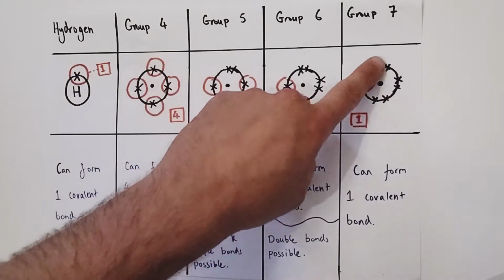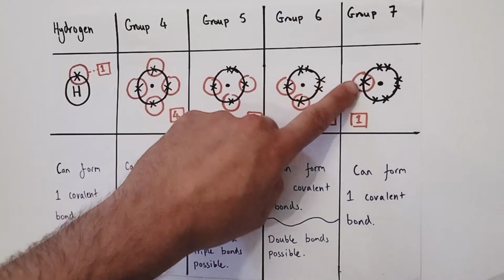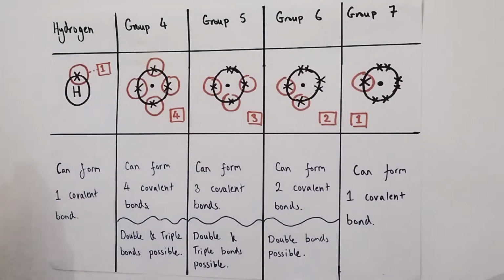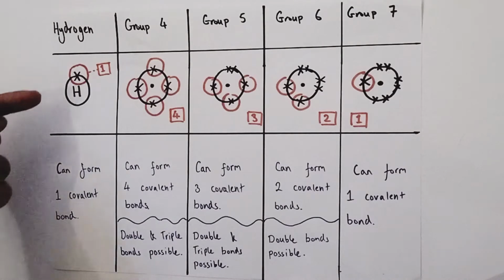Group 7 elements like chlorine, fluorine, bromine, they have 7 electrons in their outer shell. 1, 2, 3, 4, 5, 6, 7. That means there's only one unpaired electron available to form covalent bonds. So group 7 elements can only form a maximum number of covalent bonds of 1. So we can see the group number helps us decide how many covalent bonds it's possible to form. Group 7 can form 1, group 6 can form 2, group 5 can form 3, group 4 it's possible to form up to 4, and hydrogen can only form one covalent bond based on the distributed electrons in their valence or outermost shells.